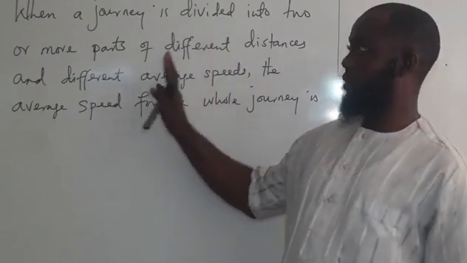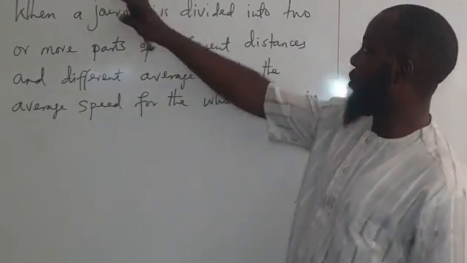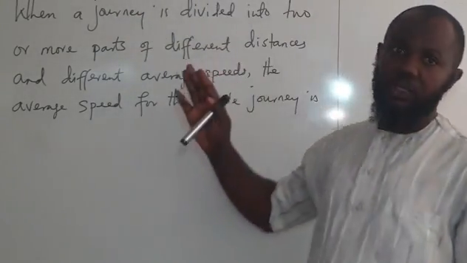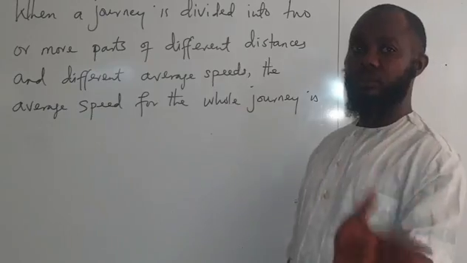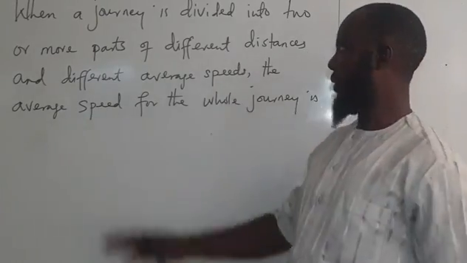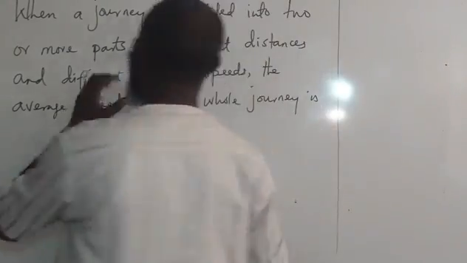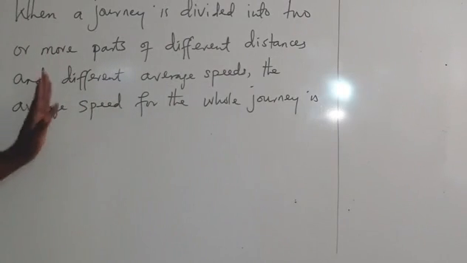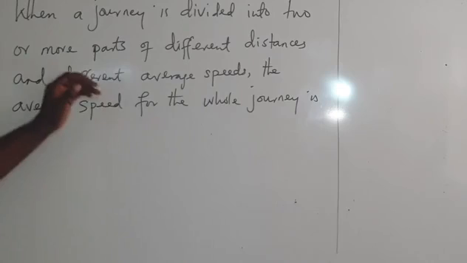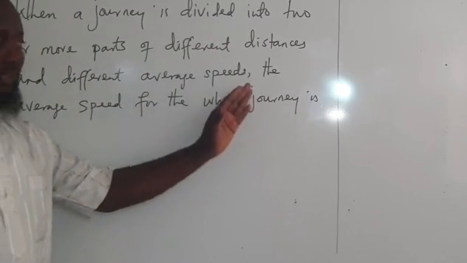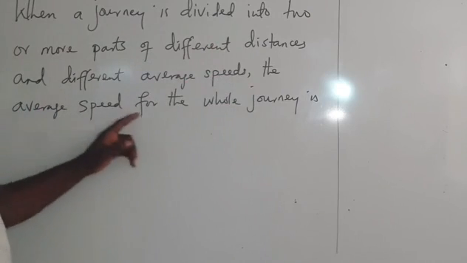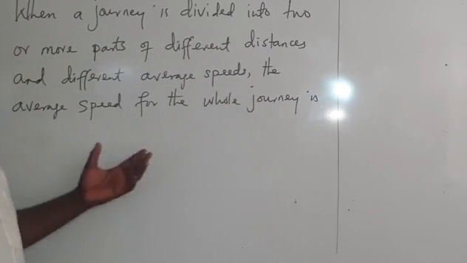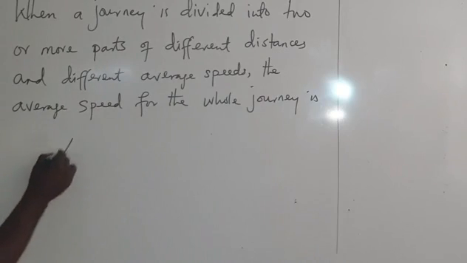But this is another aspect of speed we want to look at. When you have a journey with more than one part, maybe you move from this place, then you take a rest and move to another place. So that's what we want to look at. When a journey is divided into two or more parts, of different distances and different average speeds, the average speed for the whole journey would be derived as follows.